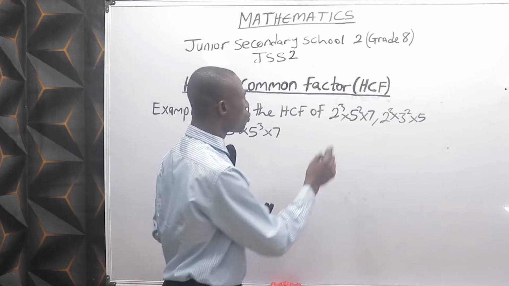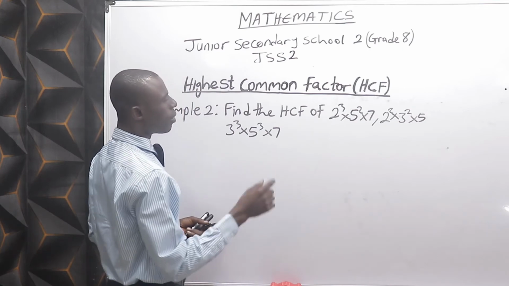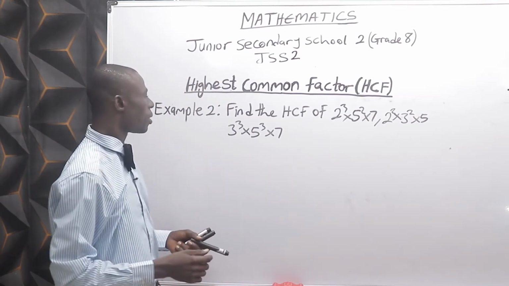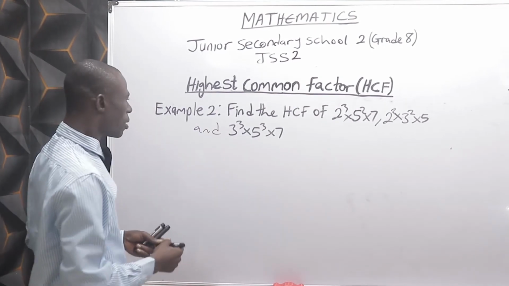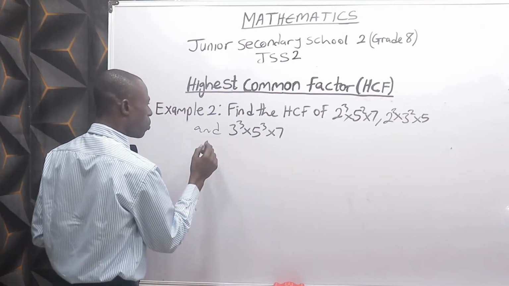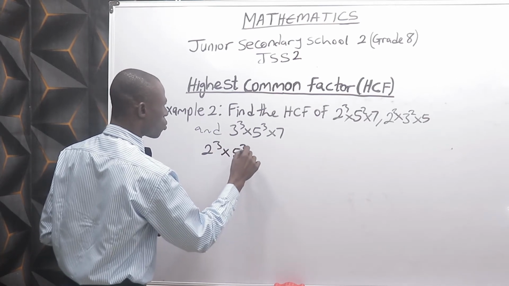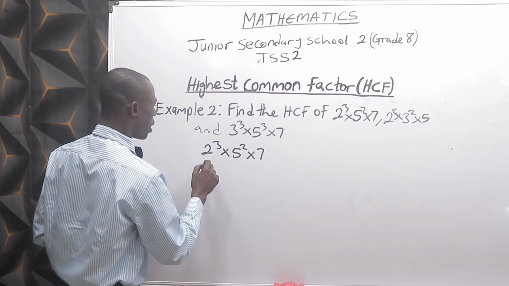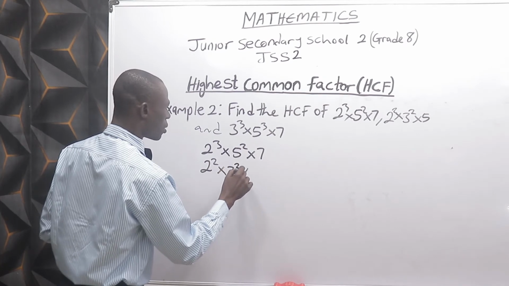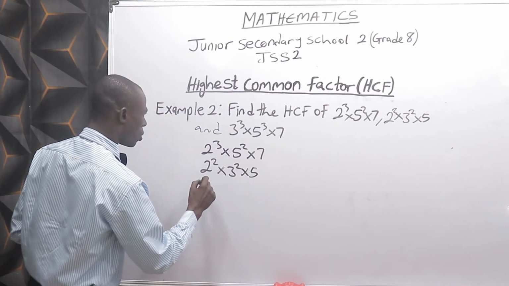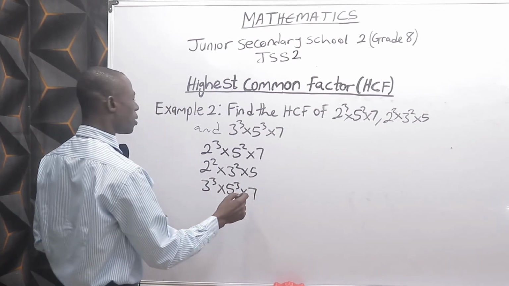Find the HCF of 2 raised to power 3 times 5 raised to power 2 times 7, comma, 2 raised to power 2 times 3 raised to power 2 times 5, and 3 raised to power 3 times 5 raised to power 3 times 7. So what we do is put them side by side. 2 raised to power 3 times 5 raised to power 2 times 7. And 2 raised to power 2 times 3 raised to power 2 times 5. Also 3 raised to power 3 times 5 raised to power 3 times 7.